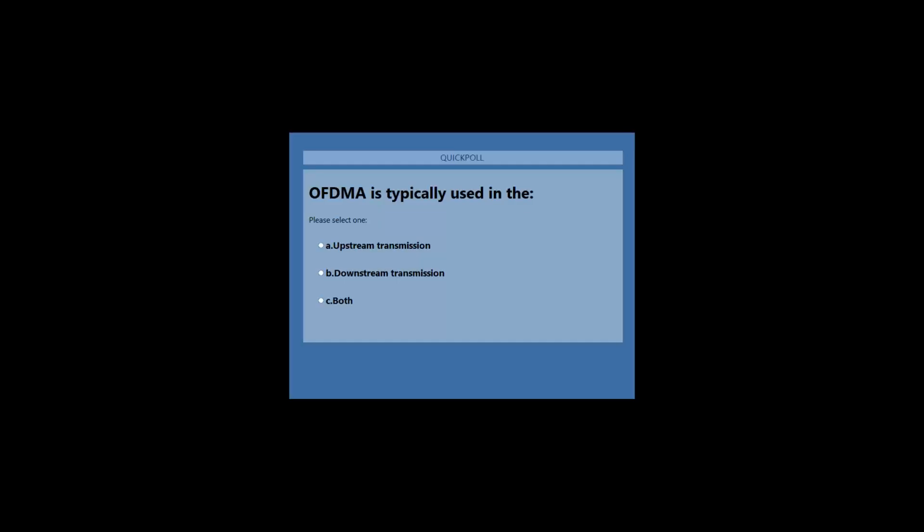So 59% voted upstream transmission, 10% downstream transmission, and 31% both. The correct answer is actually upstream transmission. So we only use OFDMA in the upstream.